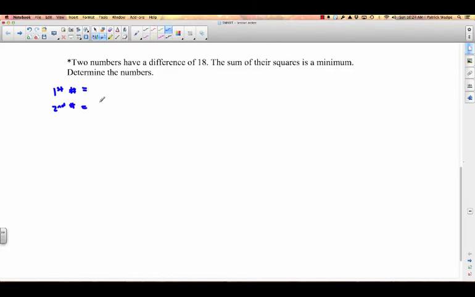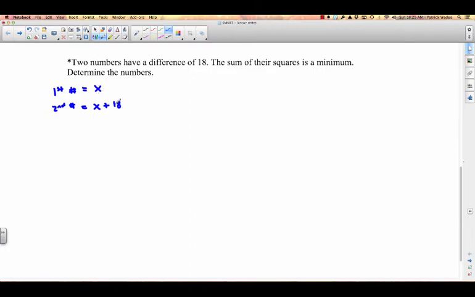Guess what we should call one of them? X. They have a difference of 18. So what could you call the second number? You could call it x minus 18, because one's 18 less than the other. Or you could call it x plus 18, because one's 18 more than the other. Depends whether you want to consider x the small number or the big number.